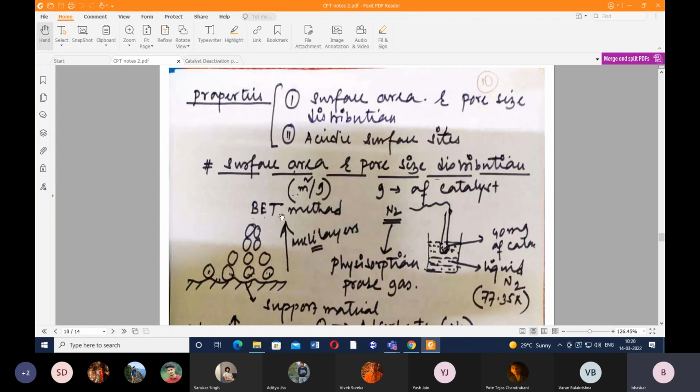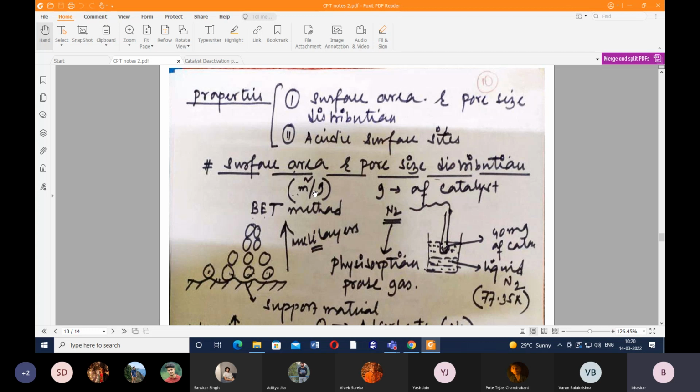BET is named after three scientists: Brunauer, Emmett, and Teller. This method is named after these three scientists. Here we measure the overall surface area of the material.